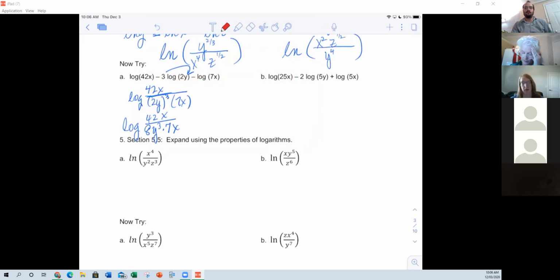And then I know that the x's can cancel. So now that's going to give me log, 8 goes into 42 6 times. Yes. So that 8 cancels with that 42, and we're just left with 7y to the third on the bottom.